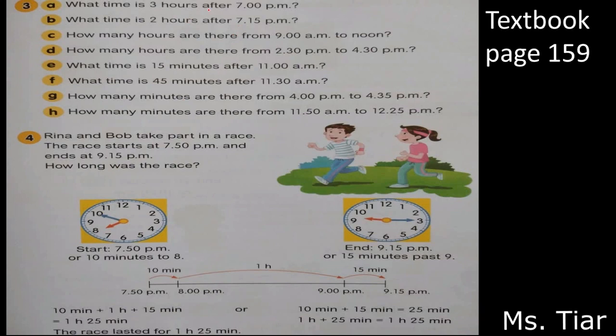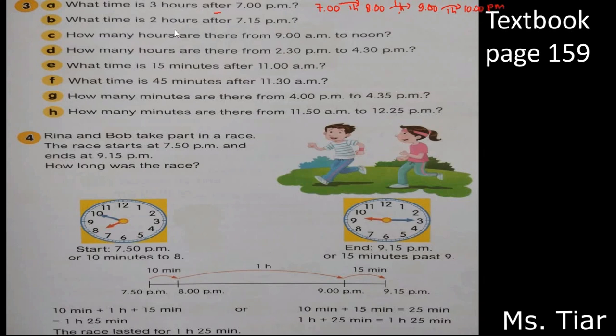Okay, let's go to the next question. What time is 3 hours after 7? If the clue is after, you need to put the timeline going forward. So we put 3 hours. 1 hour more, we have 8 o'clock. And then the next 1 hour, we have 9 o'clock. And then the next 1 hour, we have 10 o'clock. So the answer is 10 p.m.